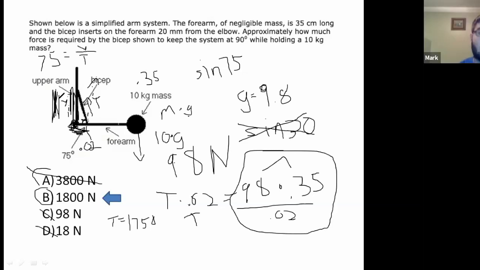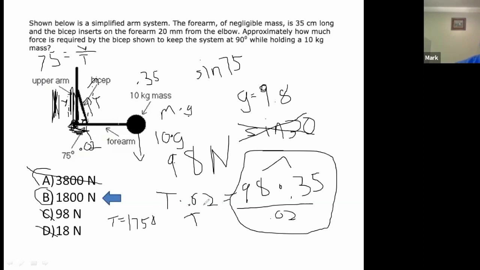Okay, so the T is tension. I'm sorry, it's a little bit confusing, but the T is tension because the bicep is, like I mentioned, basically like a string or a rope. All muscles are, so we use tension. And we divided both sides by 0.2, because we're trying to isolate tension. That's what we're trying to find.